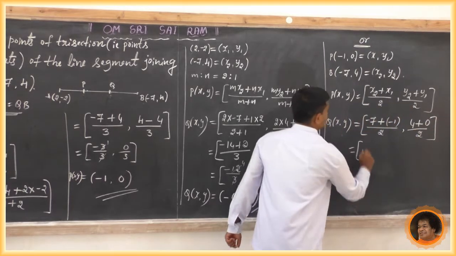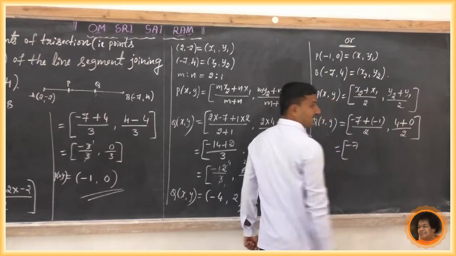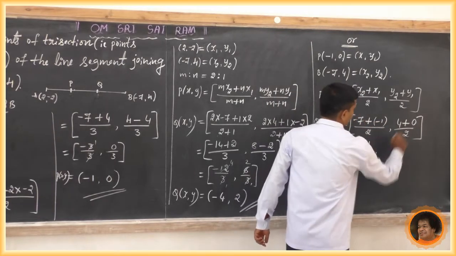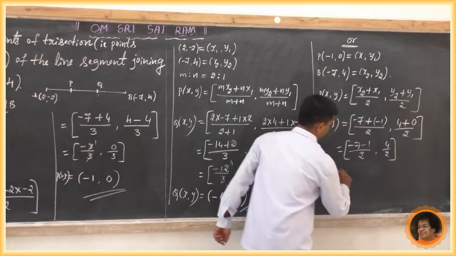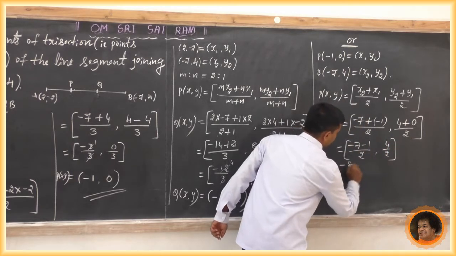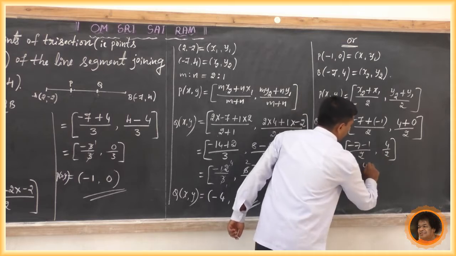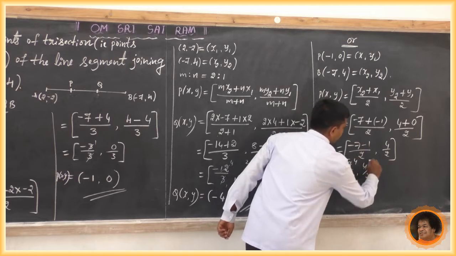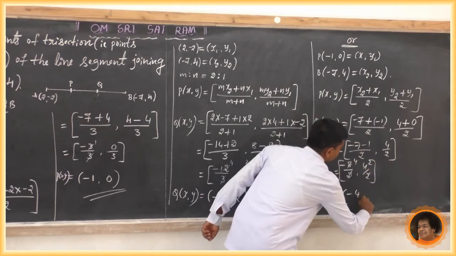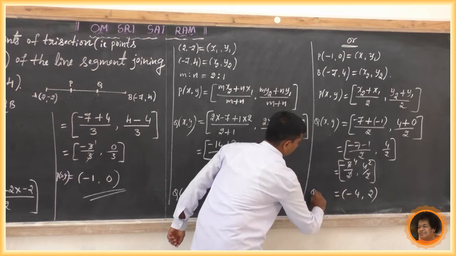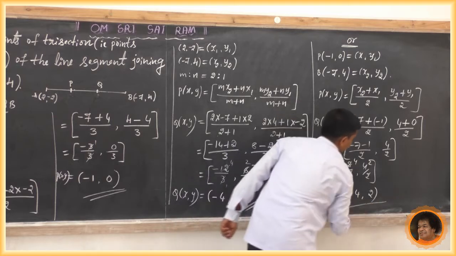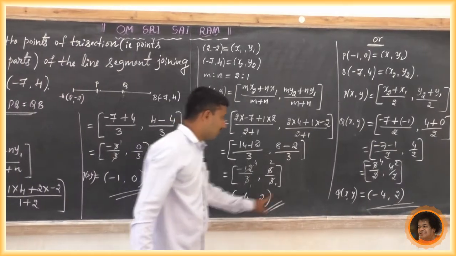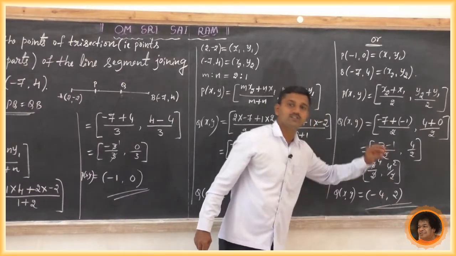Now simplify. So minus 7 plus into minus. Look at the sign. Plus into minus is minus 1. So divided by 2, and 4 by 2. So equal to minus 7 minus 1, minus 8 by 2, and 4 by 2. Now simplify: 2 ones are 2, 2 fours are 8, 2 ones are 2, 2 twos are 4. So equal to minus 4, 2. So this is the coordinates of the point Q of x comma y. Just look at the answer: Q of x comma y is minus 4 comma 2. So here also minus 4 comma 2.